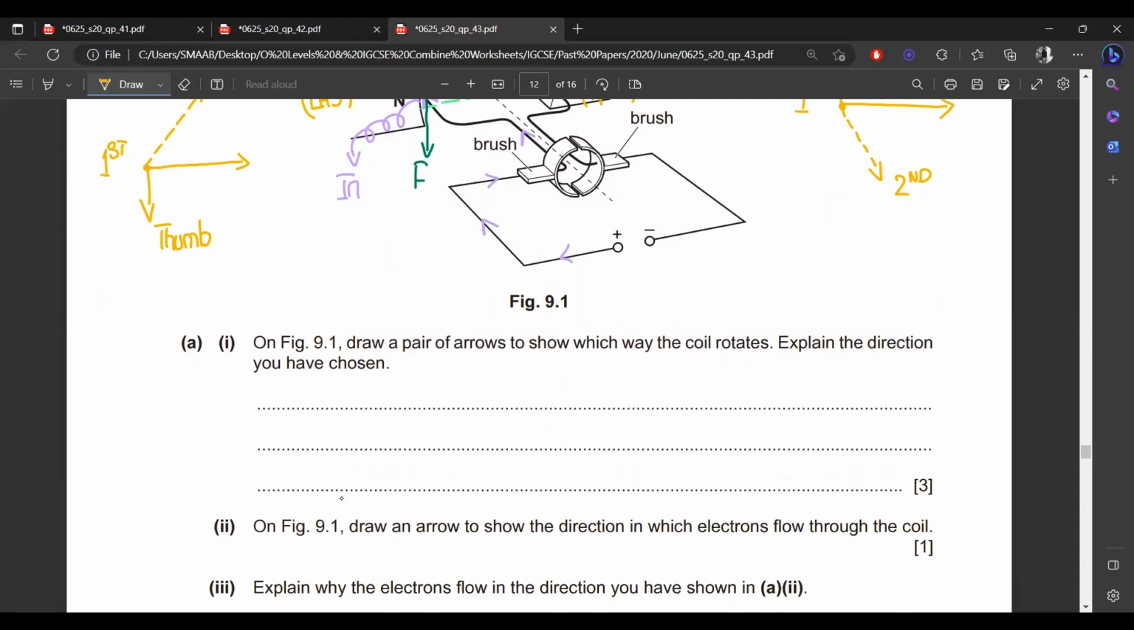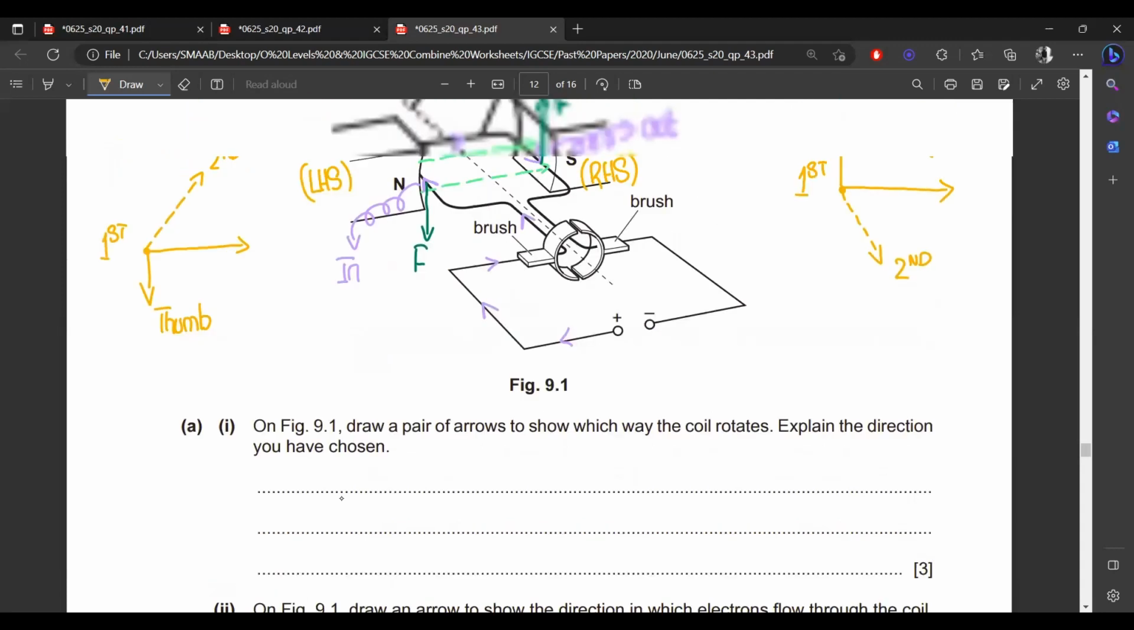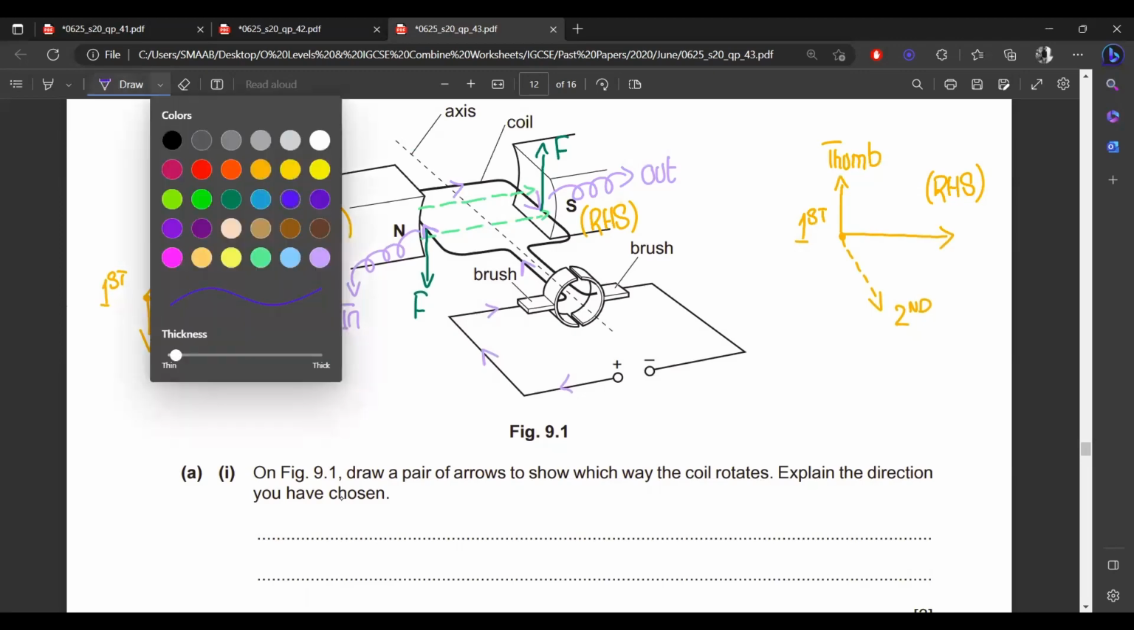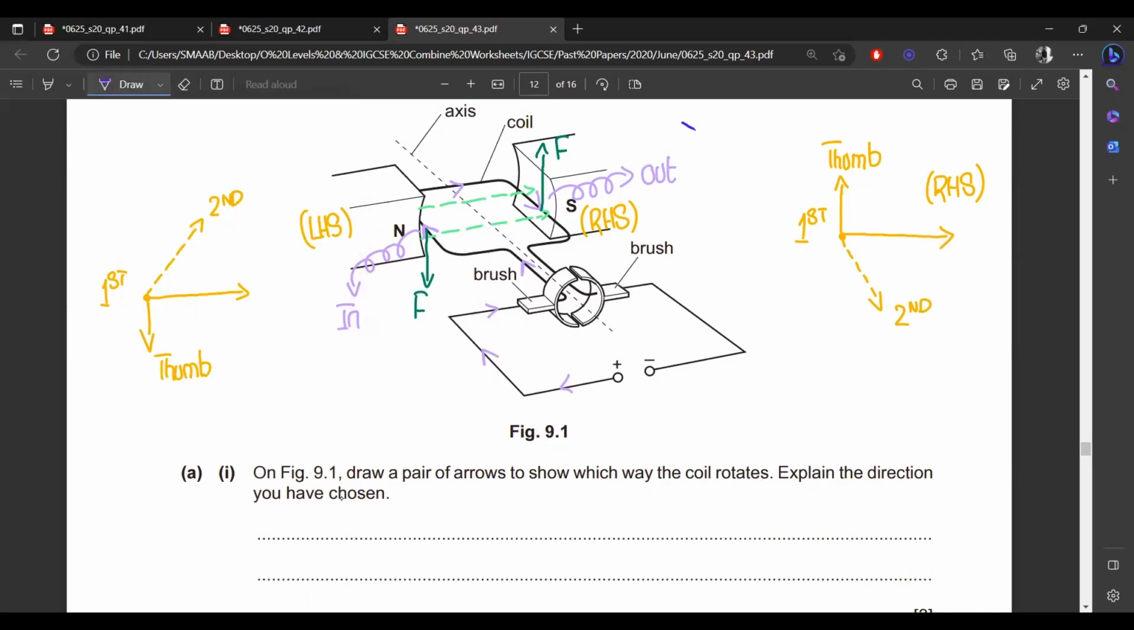So why do we choose this upward and downward direction? Because now we need to explain actually the rotation. So if we consider from the right hand side, the coil will rotate like this, and from the left hand side the coil will rotate in this direction, right? So is this rotation clockwise or anti-clockwise? Anti-clockwise.